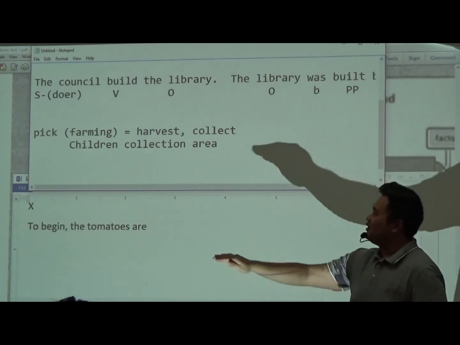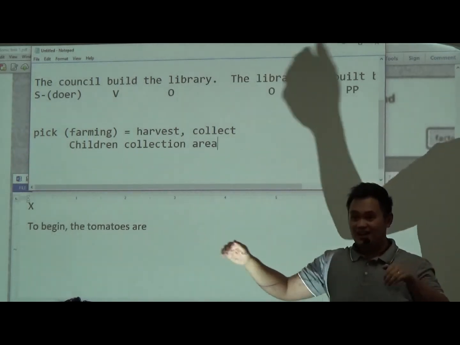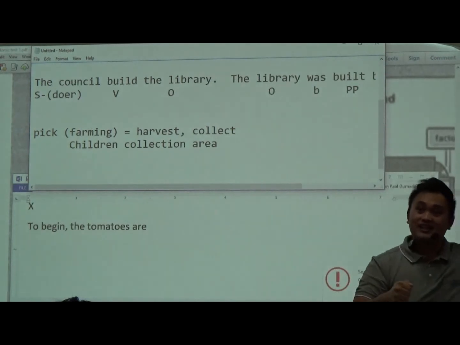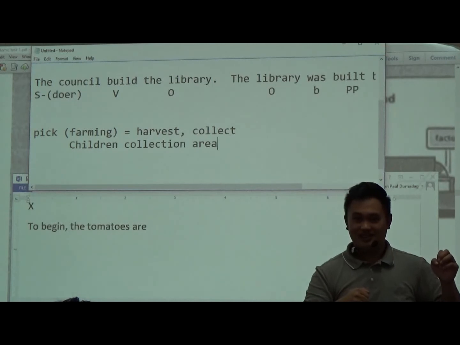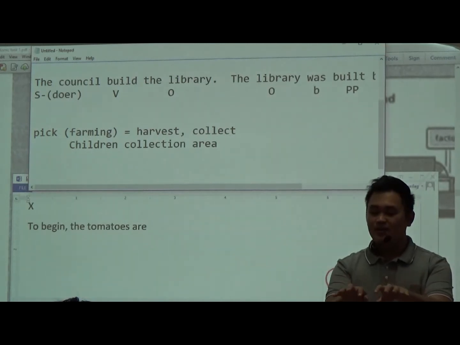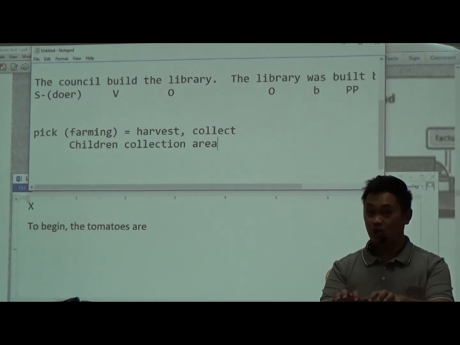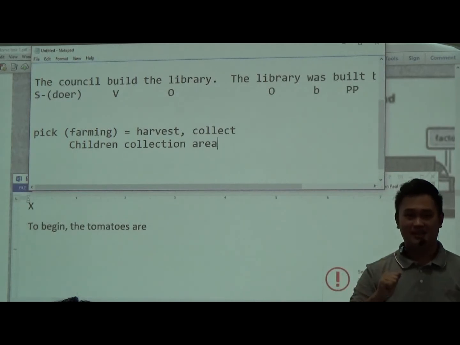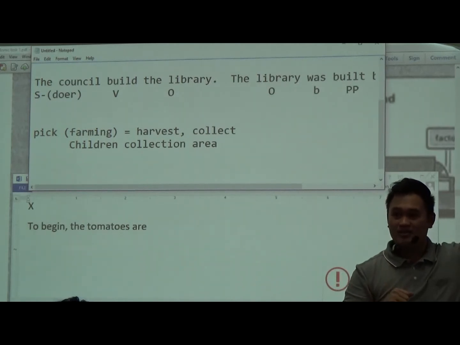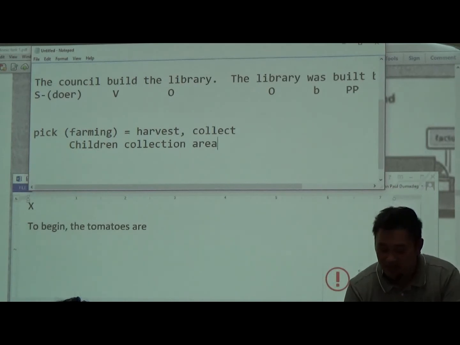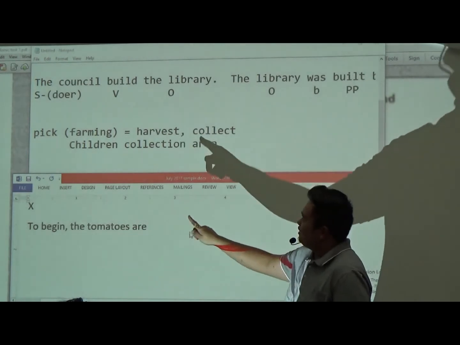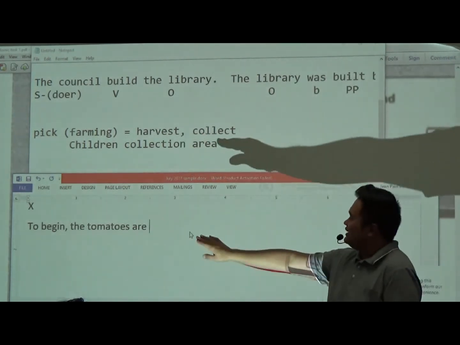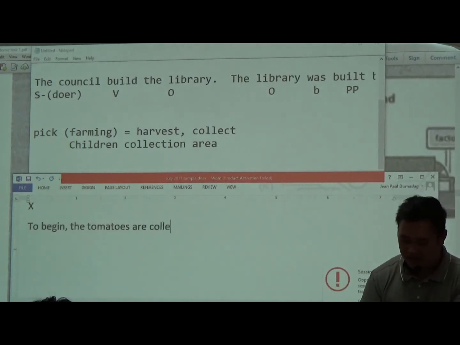So you usually use this in the school area. When you're a parent and you're driving, you get your children from school. You collect your children. Understand? So sometimes you say, I'm sorry, I will be late. I will collect my daughter at 6 p.m. What does that mean? I will pick up, okay? Not collect and put in the box. So the tomatoes are PP, harvested or collected. Good. So we will use collected. Are collected.